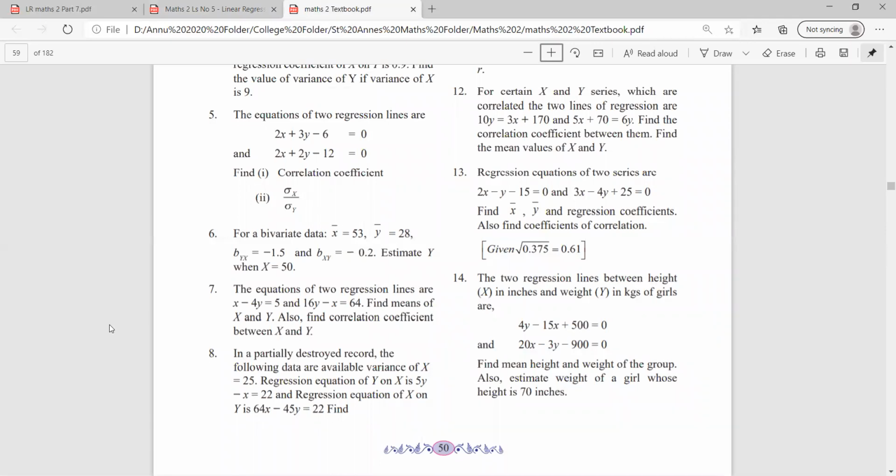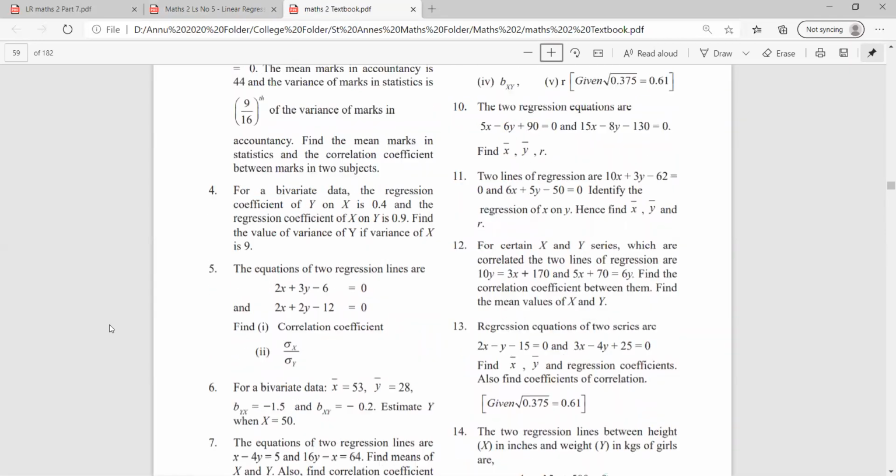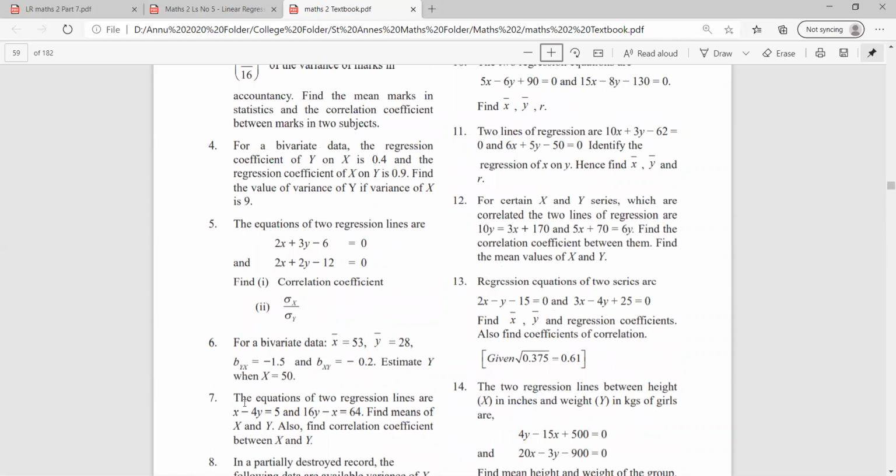We have already finished sum number 8 and 9. Moving forward to sum number 10. The two regression equations are given to us, and they have told us to find x bar, y bar and r. So class, can you all relate the 10th and the 7th sum which we did just now? Both the sums are similar. In both, the regression equations are given, but they have not specified which is which.